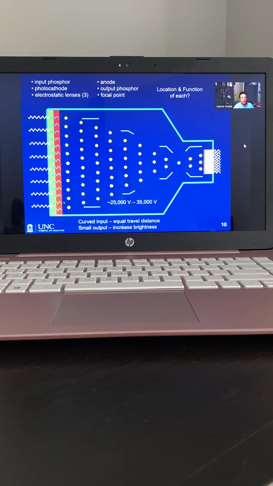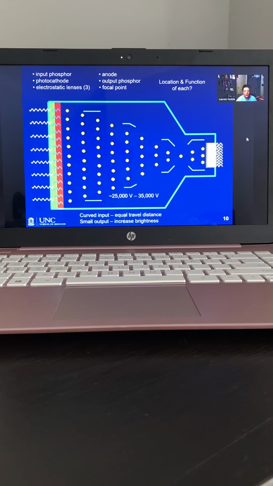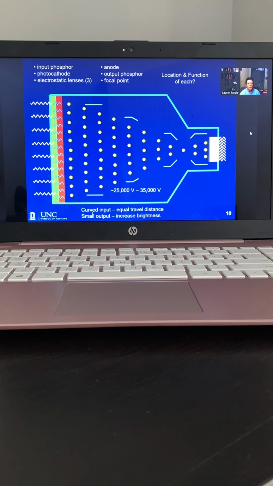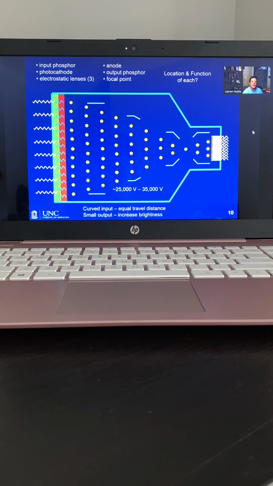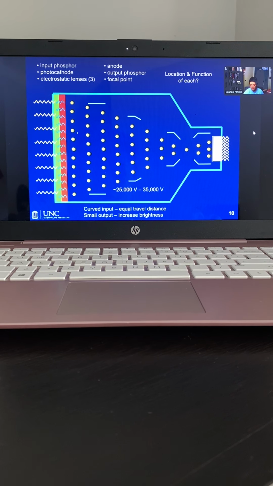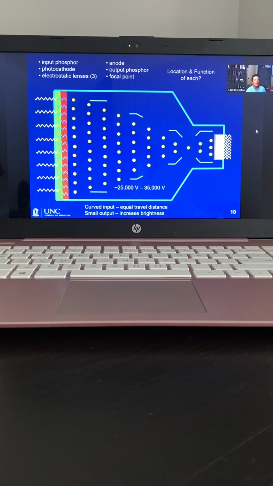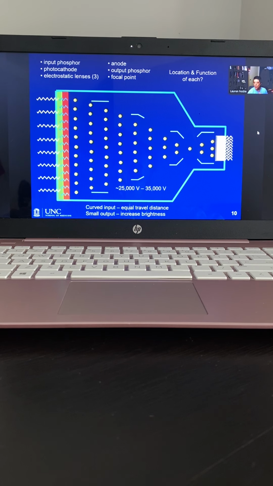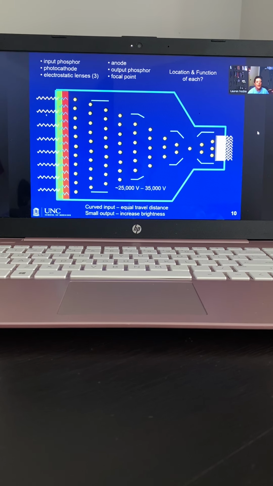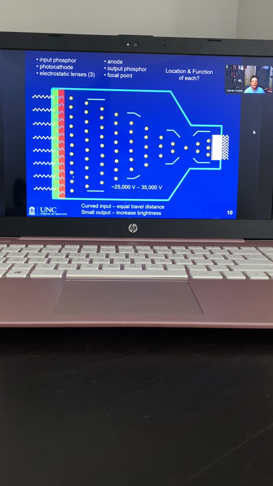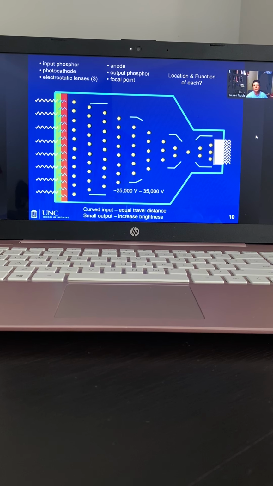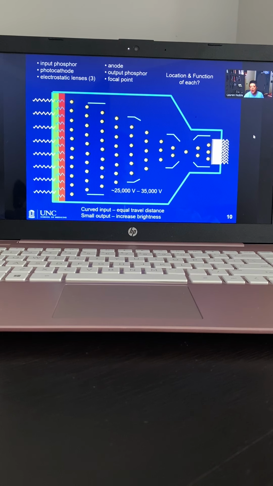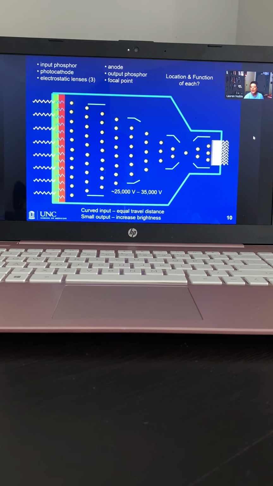Okay. And remember, I told you to remember that this is actually curved, and the reason the input phosphor is curved is we want an equal travel distance for the electrons. We want to maintain the amount of distance that the electrons have to travel. If we had a flat surface like this, the electrons on the periphery would have a longer distance to travel, and that would actually end up decreasing some of the spatial resolution, and we could actually end up losing some of those electrons. So the input phosphor is curved.